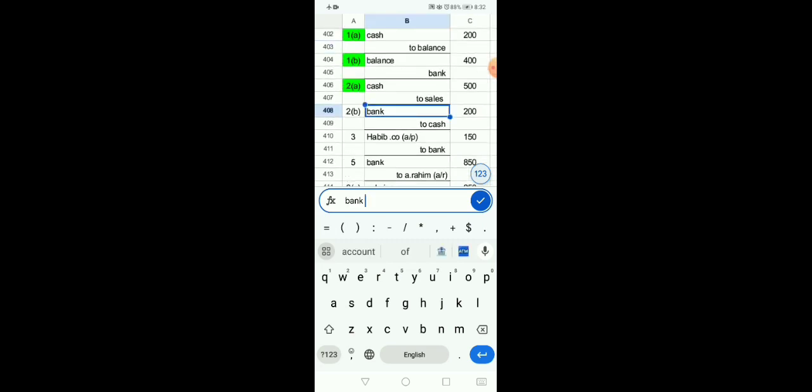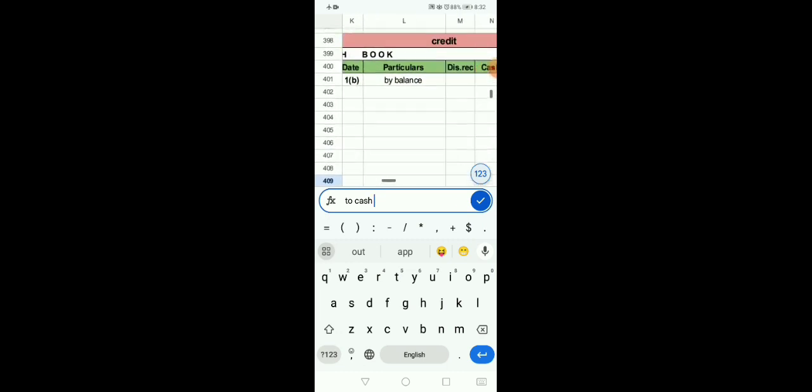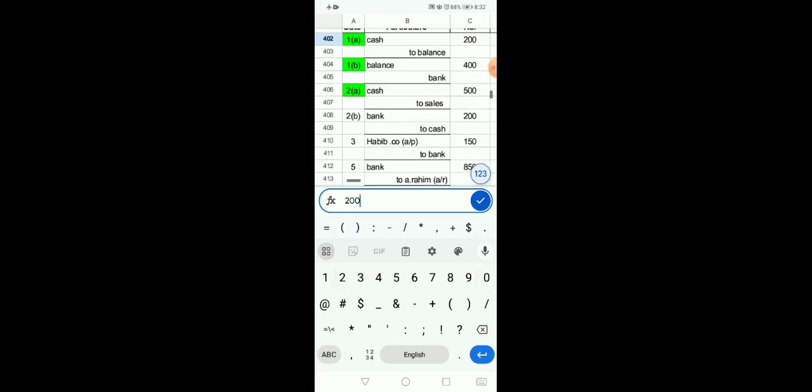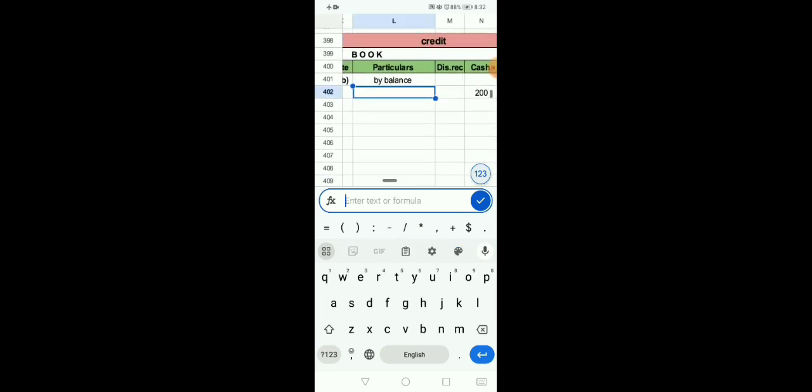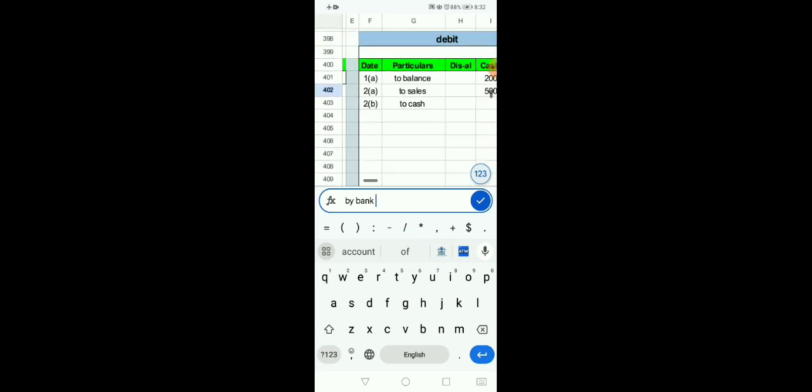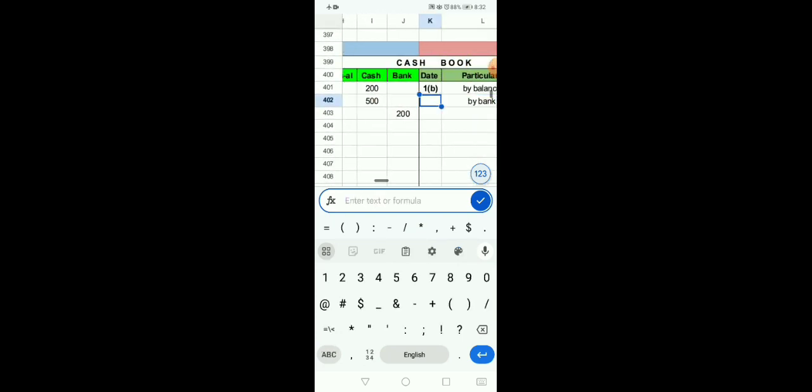Bank has been posted. Now we will be posting cash, which is credit by 200. Go to the credit side of cash and put 200 in cash column. Now see its reference. What is written on opposite side of cash? That is bank. So just write down by bank in particular column. See the date, which is 2B. So you are supposed to write 2B over here.